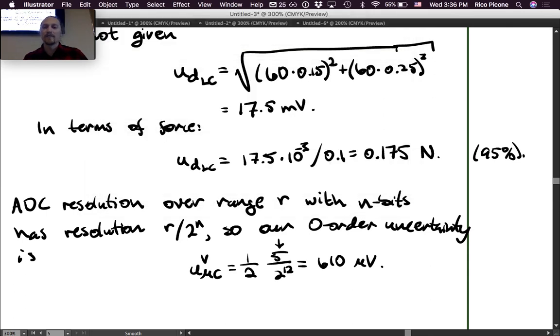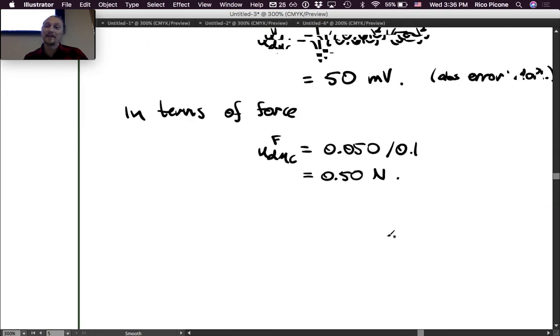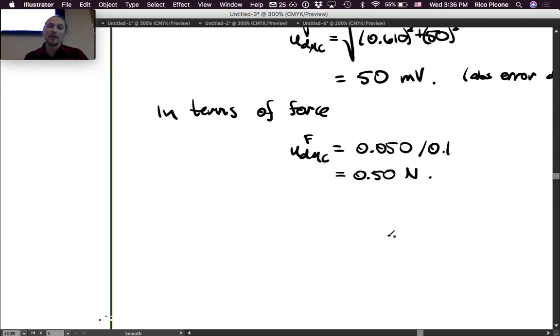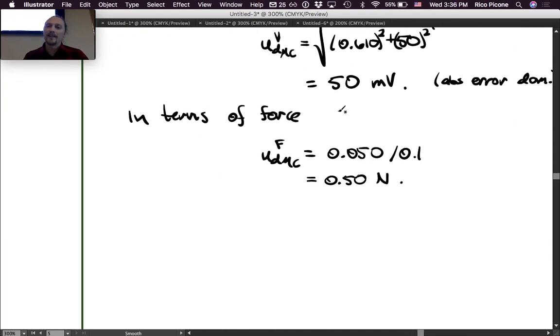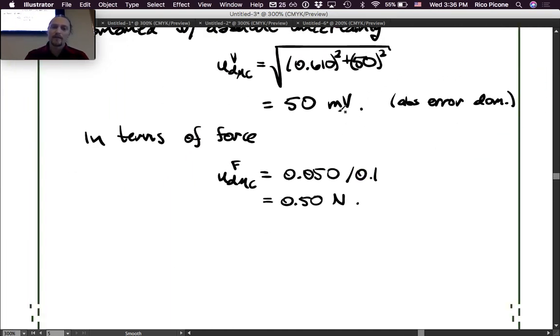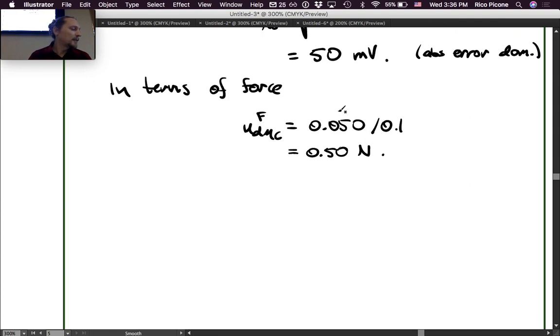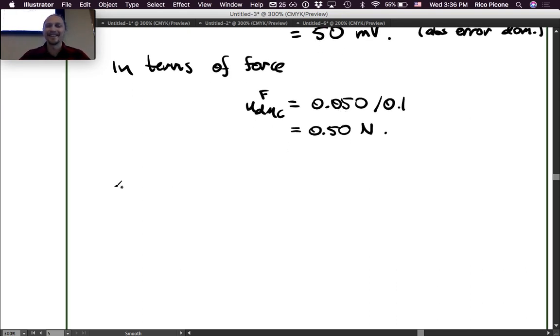Yeah, no, it can't be. I don't know, 0.175 seems familiar to me. In any case, 0.175 newtons from the load cell. So, guess what we're going to do to combine them? RSS again, because that's all we know how to do. So we just keep using it.